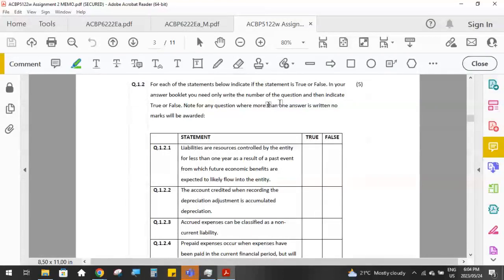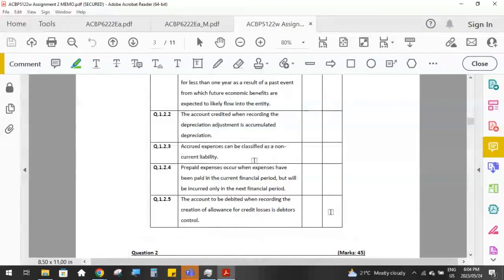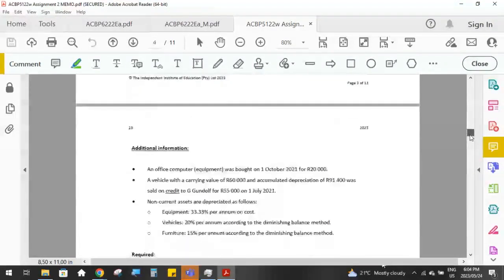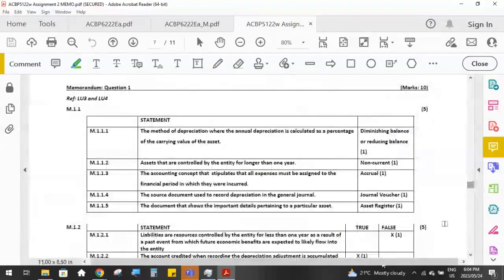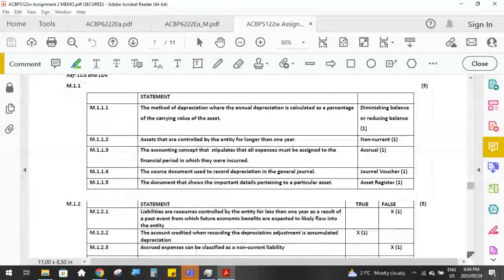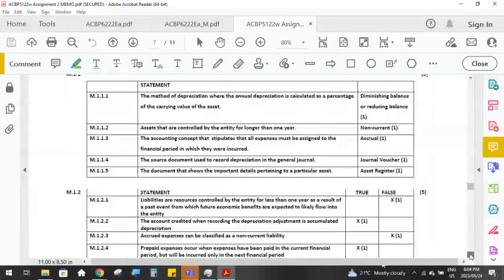So again, sorry, I'm just having a look at my paper. Okay, all right, so that was what question 1 consisted of. So I'm going to go down to the memo so we can take a quick look at that one. All right, so here's the first part of the question, 1.1, with a statement.